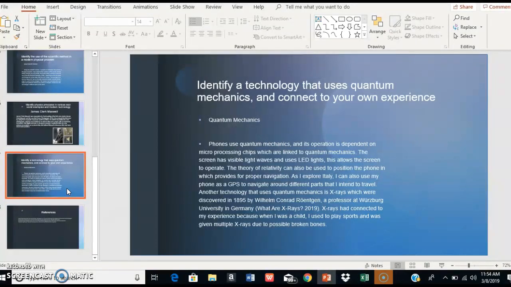Another technology that uses quantum mechanics is X-rays, which were discovered in 1895 by William Conrad, a professor at the University of Germany. X-rays are connected to my experience because when I was a child, I used to play sports and was given multiple X-rays due to possible broken bones.